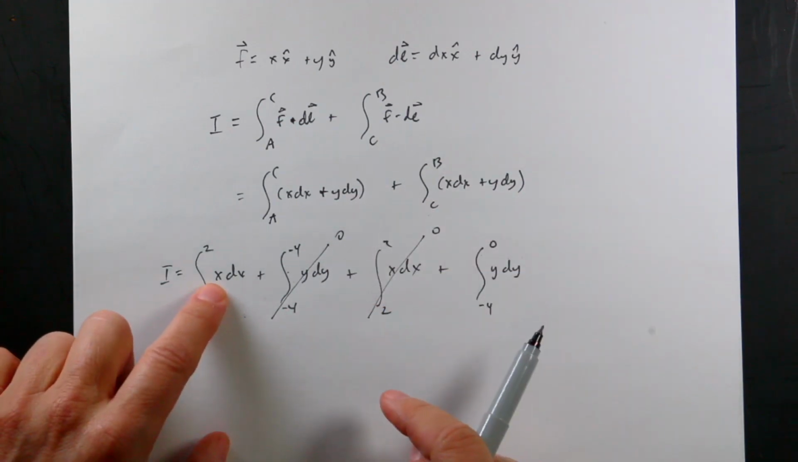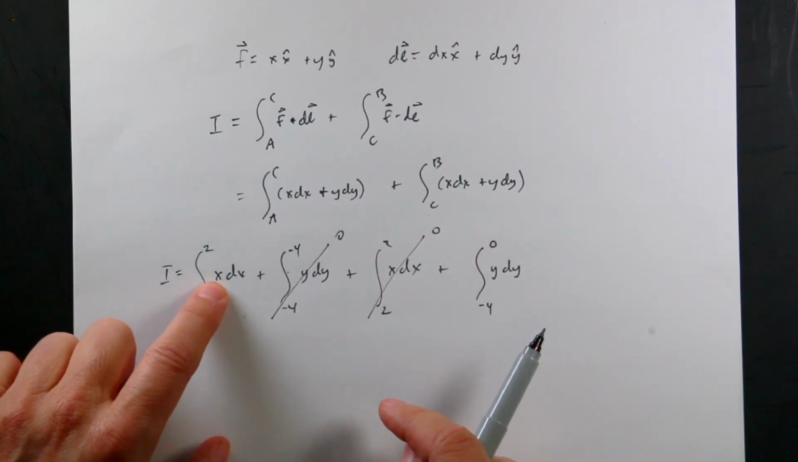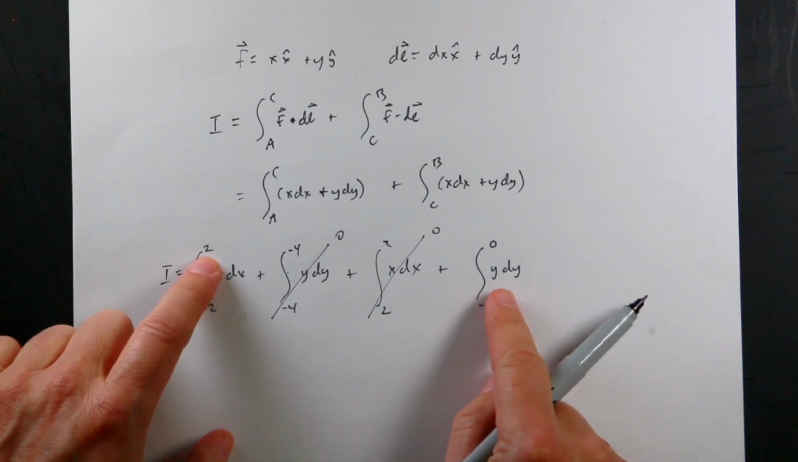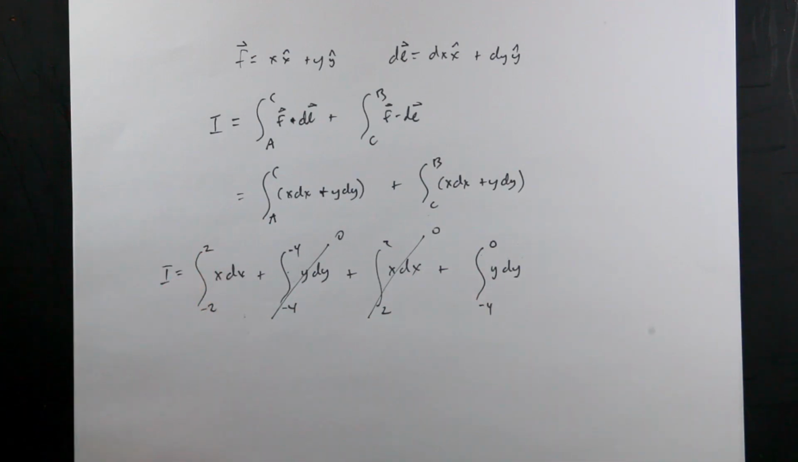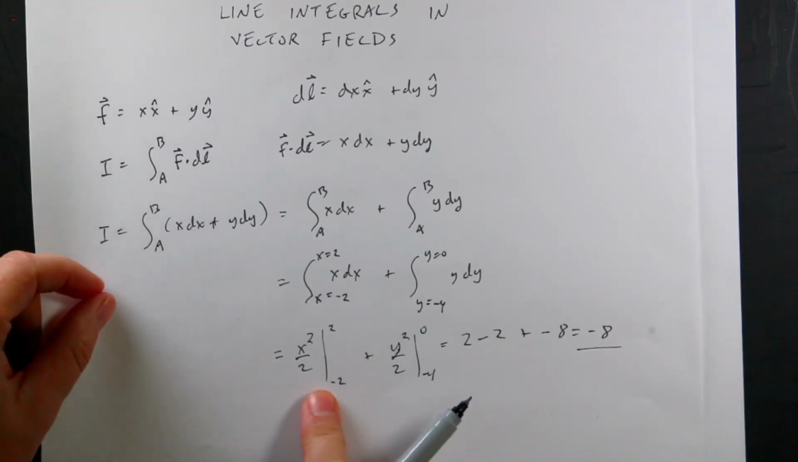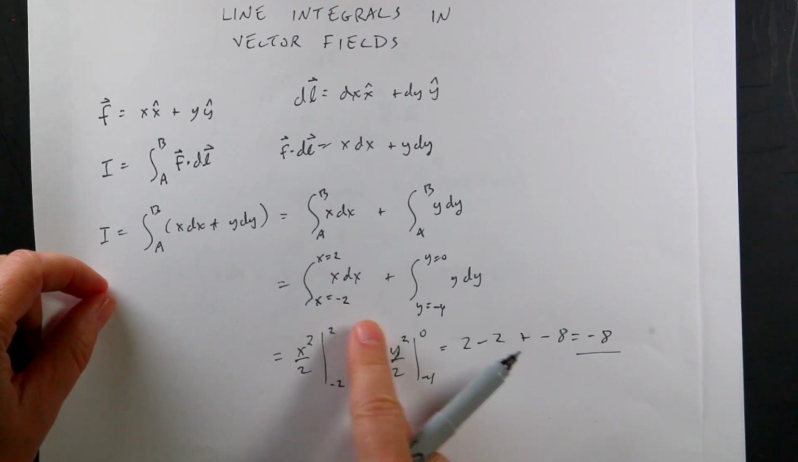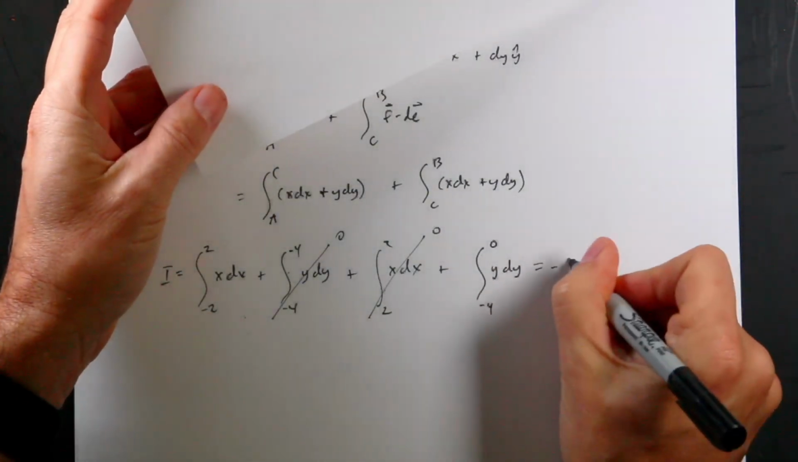So now I have x dx from -2 to 2, y dy from -4 to 0, and just a reminder, bring back the old paper. It's exactly what we had before. So I'm going to get -8. So this is going to be -8.